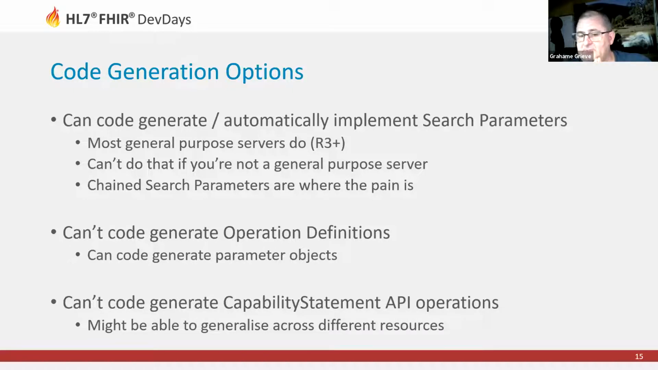You can't code generate from operation definitions because you actually have to write the operation. It's the point of what an operation definition is, but you can code generate parameter objects, and I routinely do that in my server. It uses generated parameter objects, but then I actually have to write the body that does the operation. And then you can't code generate capability statement API operations, although if you're doing a general purpose server, you only write the API implementation once and then just use it for all the different resources.